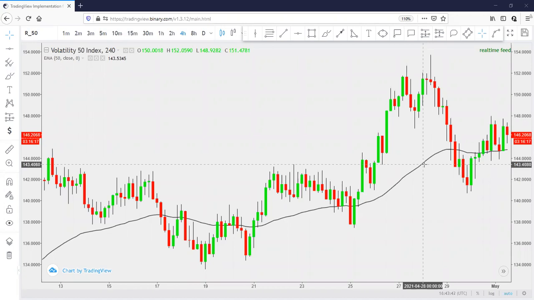And today I will show you how I use different confluences before placing any of my trades.